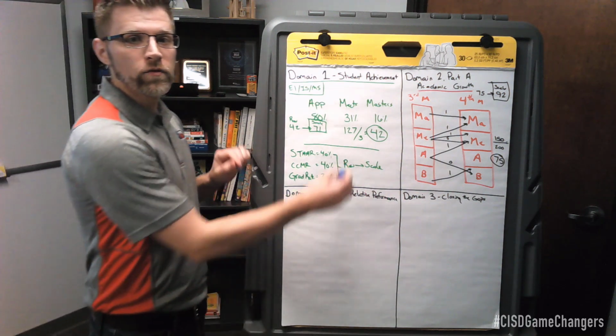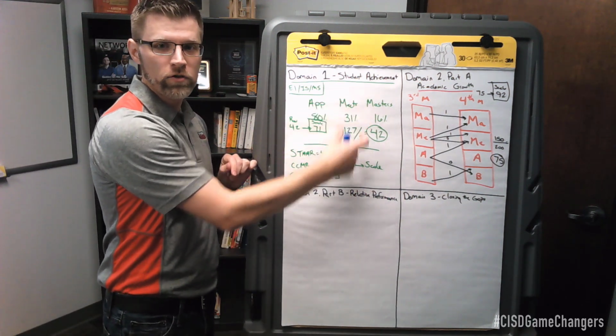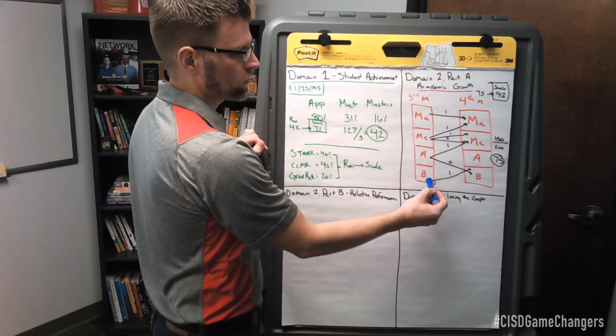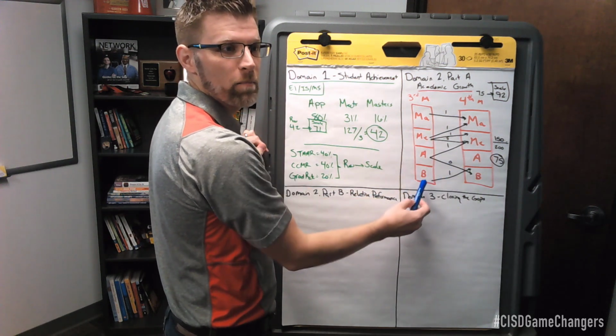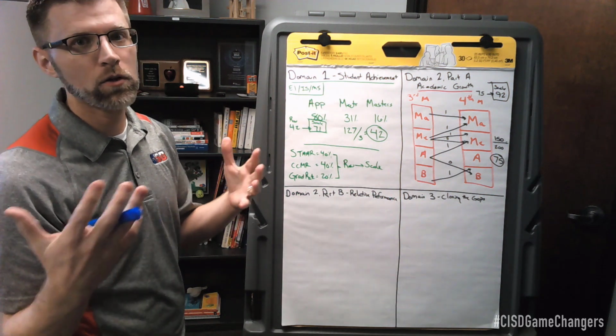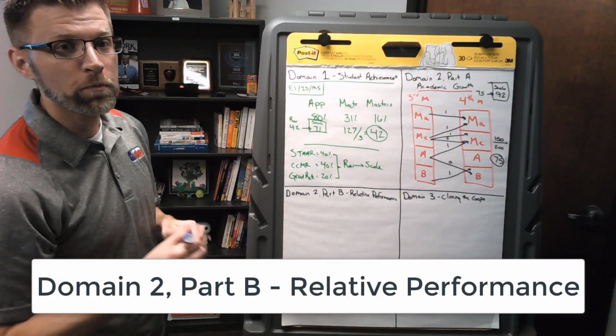Okay, so we have Domain 1, which was student achievement: approaches, meets, and masters, that averaged. We have Domain 2 Part A, which is academic growth, where students were the previous year. How much growth have they made? Have they met or exceeded their growth expectation? That determines whether they're getting 0, half, or 1 point. And now let's move down to Domain 2 Part B.